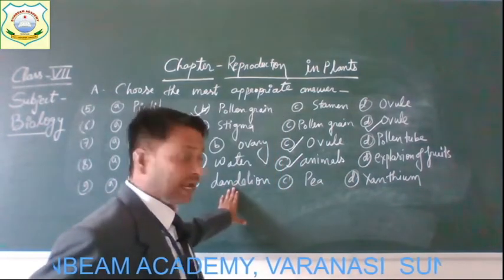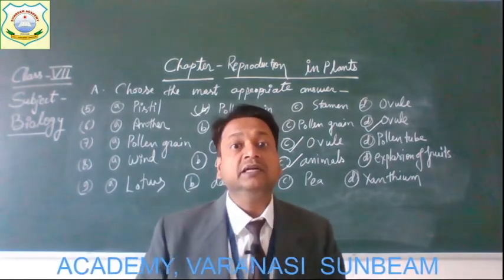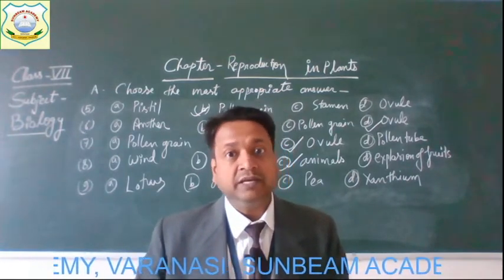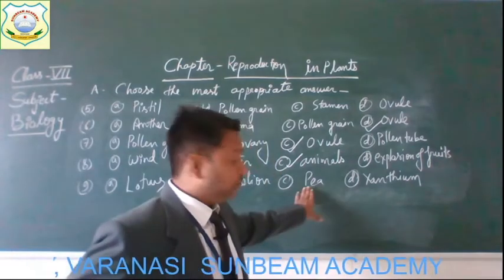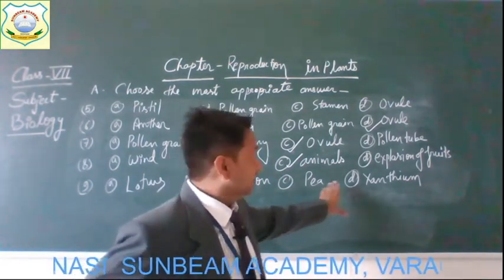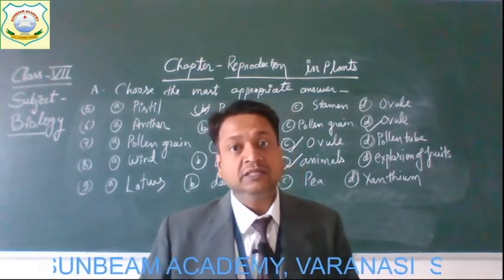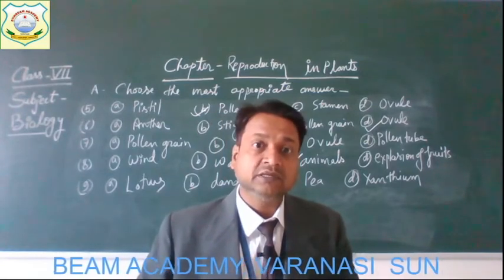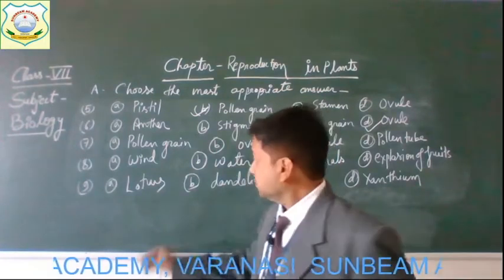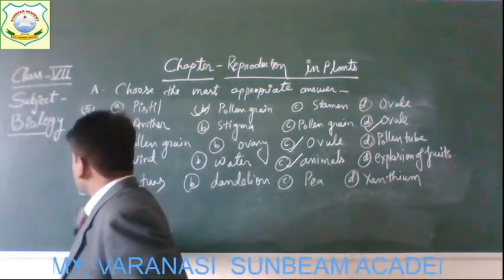Whereas the dandelion is a plant whose seeds have small fur-like structures, so they are dispersed by wind. Pea, here the seeds are dispersed by explosion. And the xanthium has hooks, and that is why its seeds are dispersed by animals. Alright, so the correct answer is lotus, dispersed by water. Okay, now come to the next question, number 10.